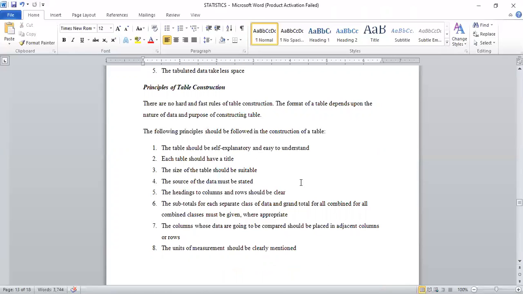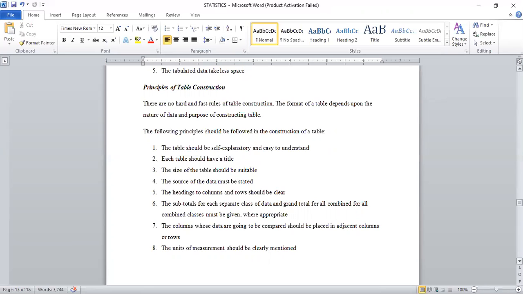Each table should have a title. Ensure that your table's got a title. Then the size of the table should be suitable, not too large, as in it should make data very simple. The source of data should also be stated. The heading to the columns and the rows should be clear, and so on.